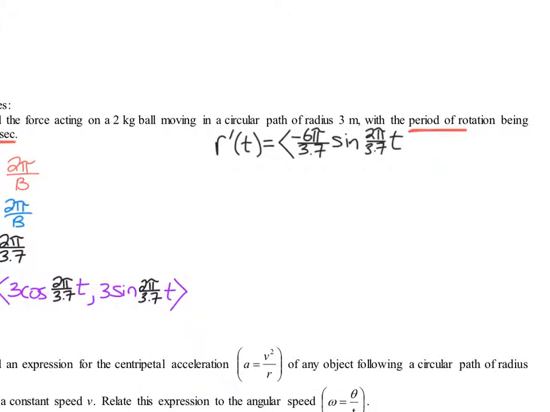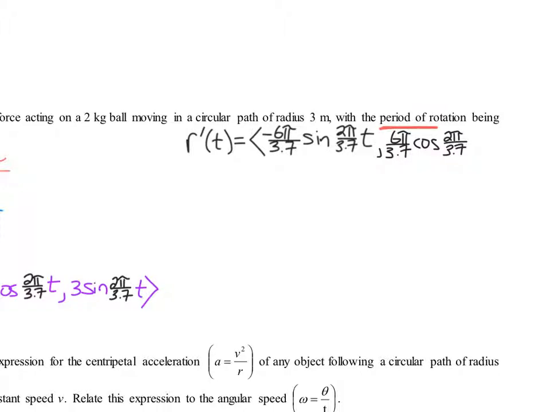And then same ingredients, just with a cosine. 6 pi over 3.7 cosine of 2 pi over 3.7 t. So that would be my velocity vector.